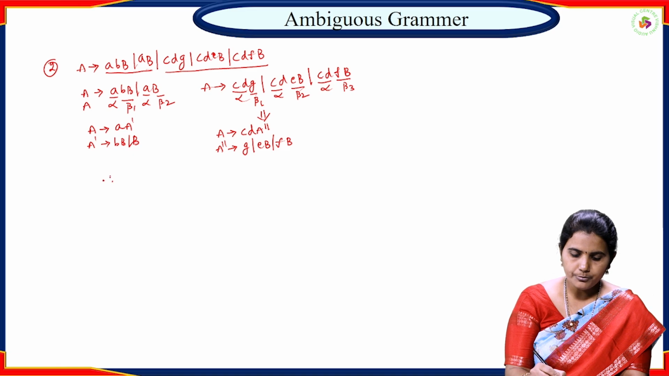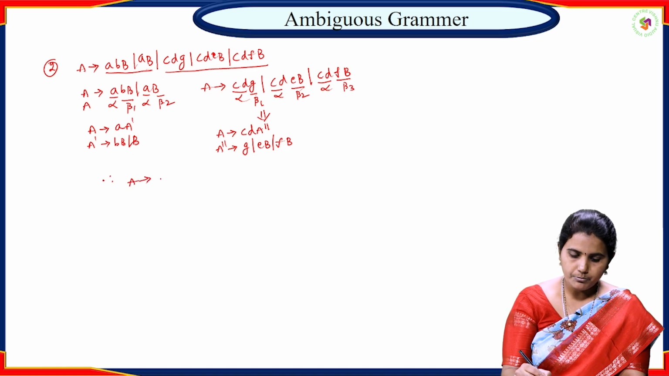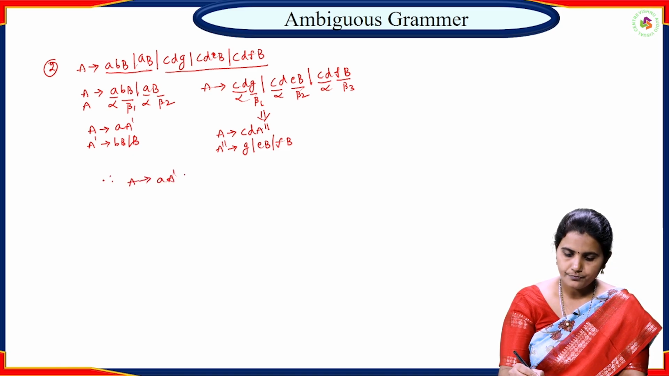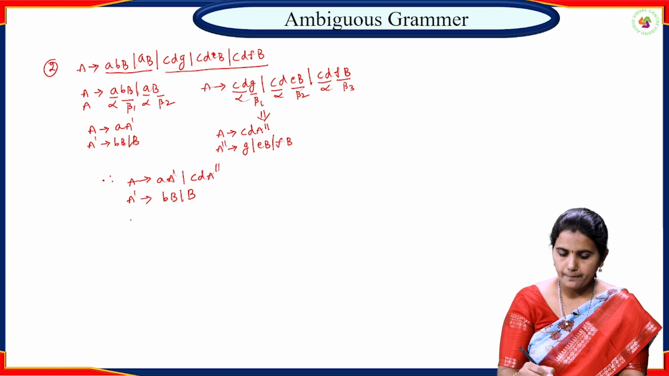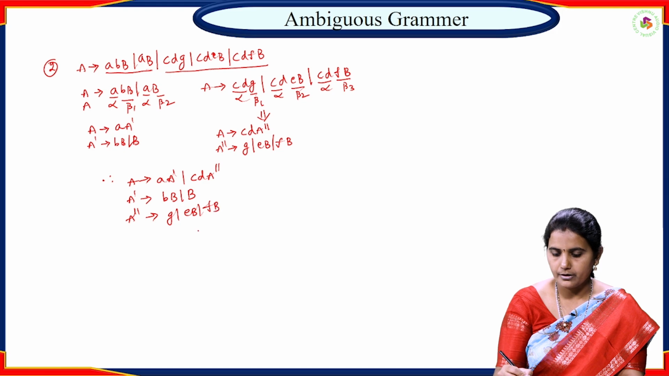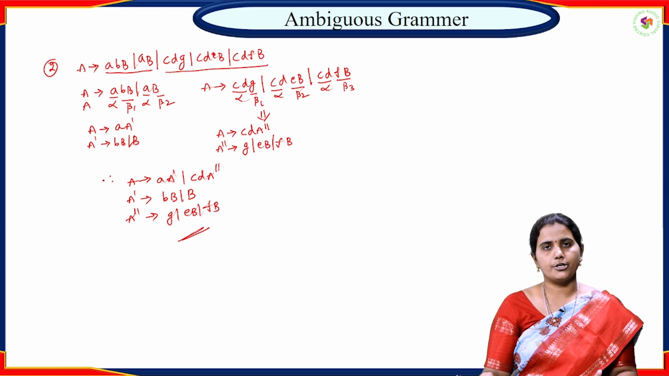Now your final productions are A implies A dash or CD A double dash. Now A dash implies BB or B, and A double dash implies G or EB or FB. These are the final productions.